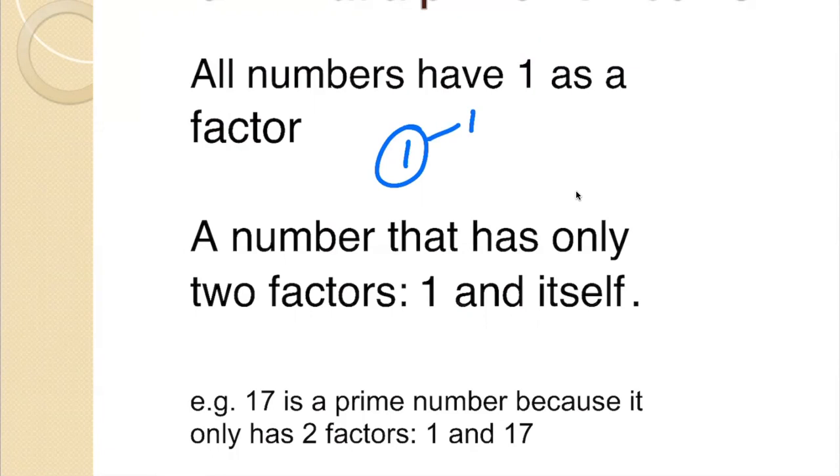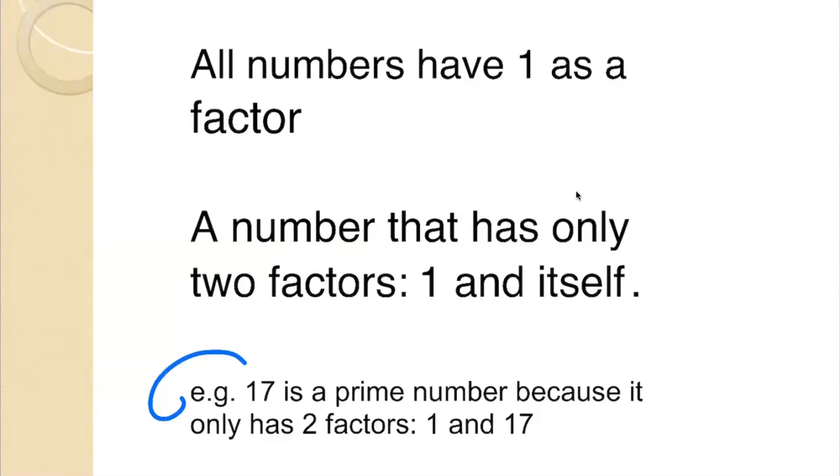So the first prime number that you're going to come across is the number 2. And also, if we look at my example down here, we can see that 17 is a prime number, and that's because you could only make 17 by doing 17 times 1. Okay? Right, let's go on to the next step.